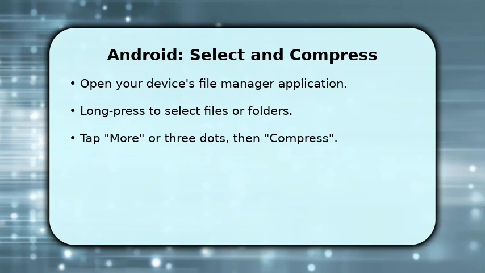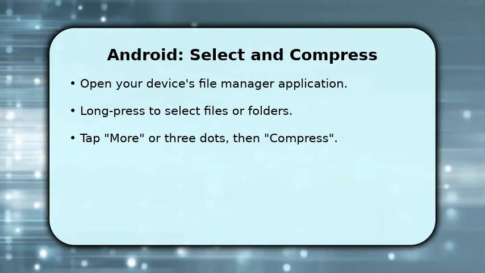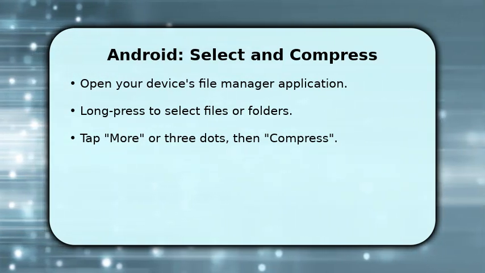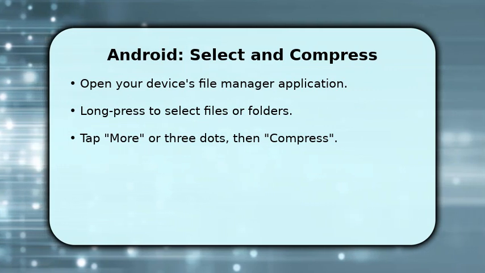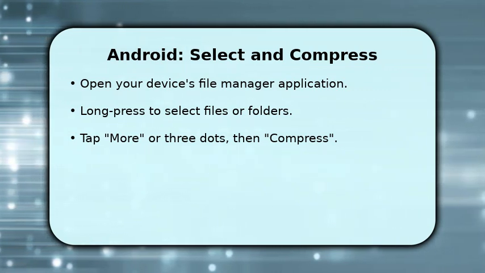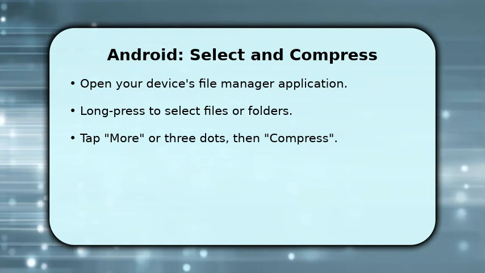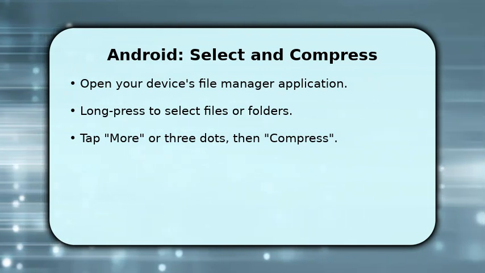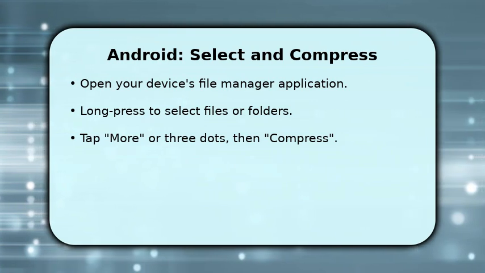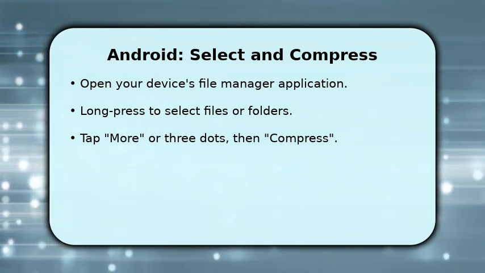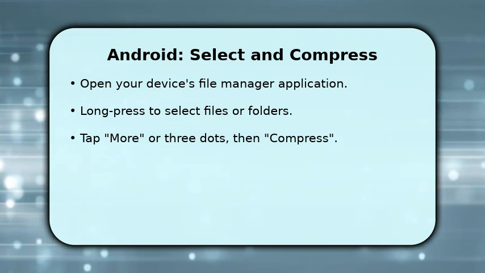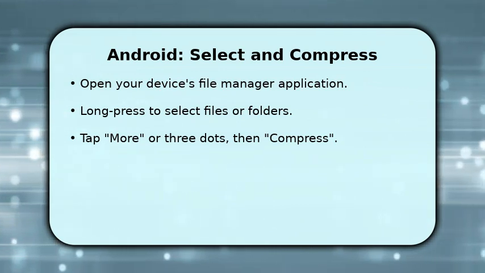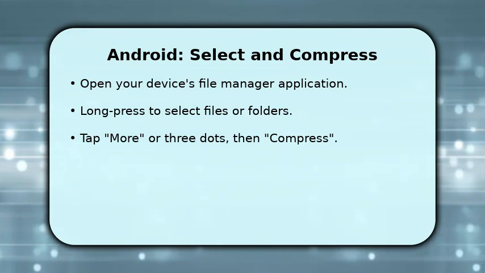For Android users, start by opening your preferred file manager app like Files by Google or your phone's built-in manager. Navigate to the items you want to zip. Long press on a file or folder to select it, then select any other items. Look for a More option, often represented by 3 vertical dots, and choose Compress or Create Zip File. Your new zip archive will appear in the same location.